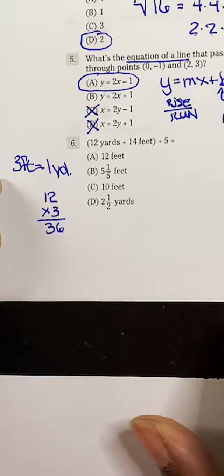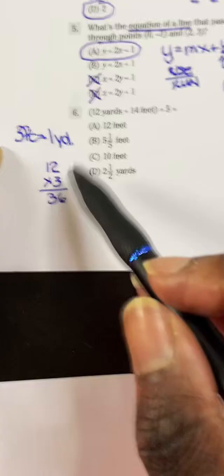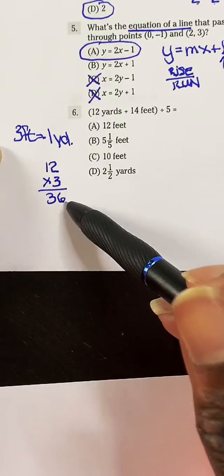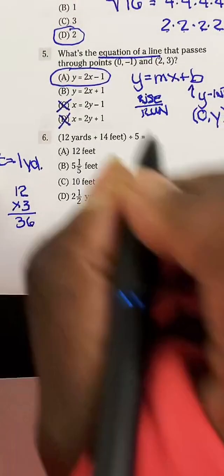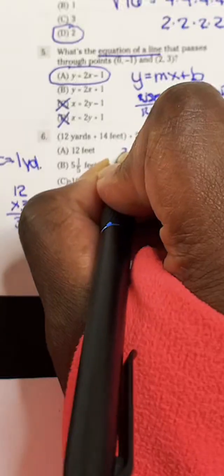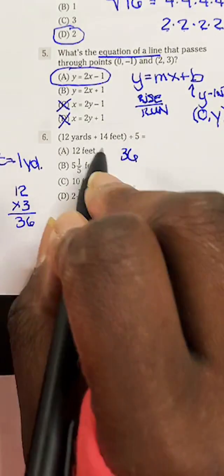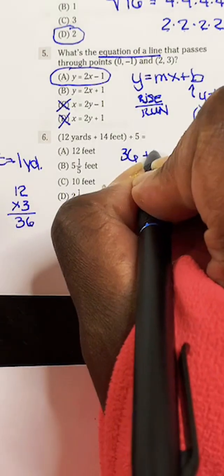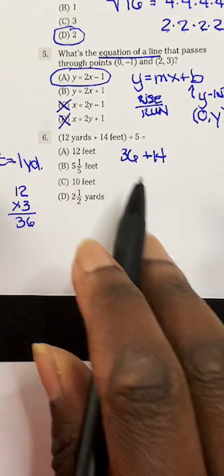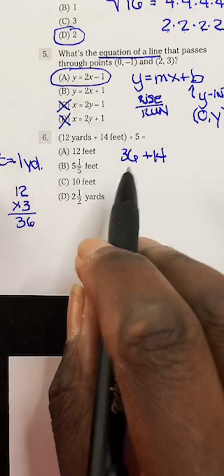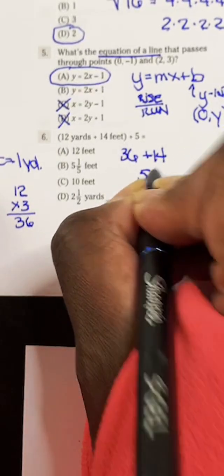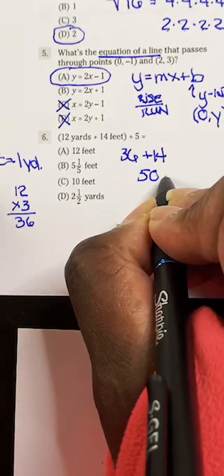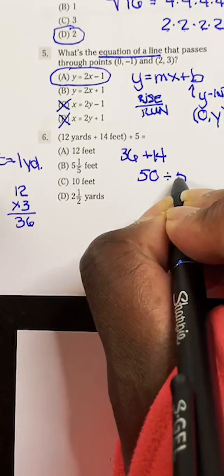Okay? If you want to work it out, you can work it out. All right? So you have 36 feet. So we're going to replace that 12y with the 36. Now we're going to add the 14. Okay, so we can get all our footage. So 36 plus 14, that gives me 50. And then we're going to take that 50 and divide by 5.